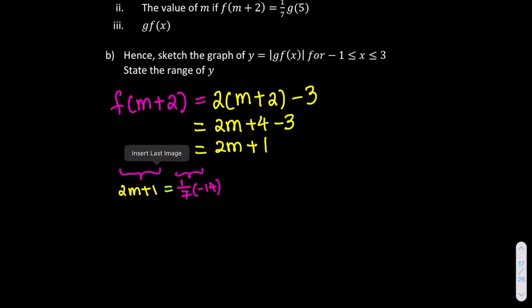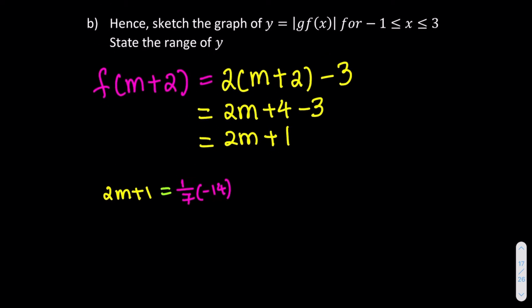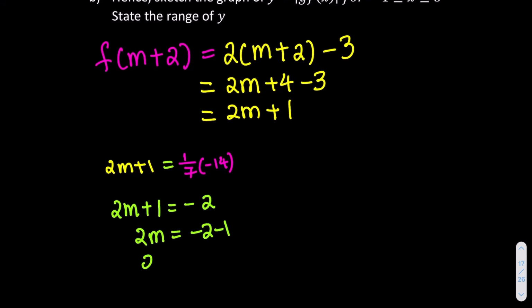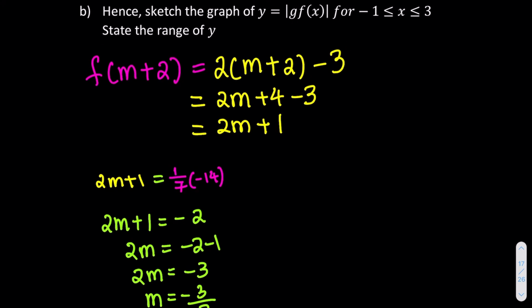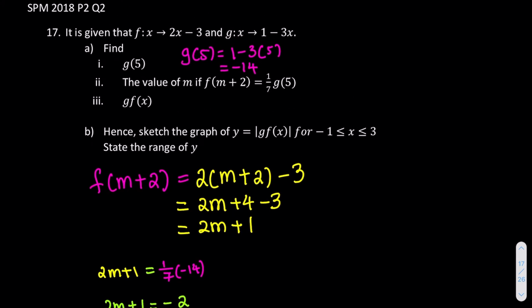Yes, so for this one, we just need to erase some of the things. Okay. So we just compute now. 2m plus 1 equals 1 over 7 times negative 14, which is negative 2. So the 1 goes over there and becomes minus 1. So we have 2m is equivalent to negative 3. m is equal to negative 3 over 2. So we found our m is negative 3 over 2 for number 2.